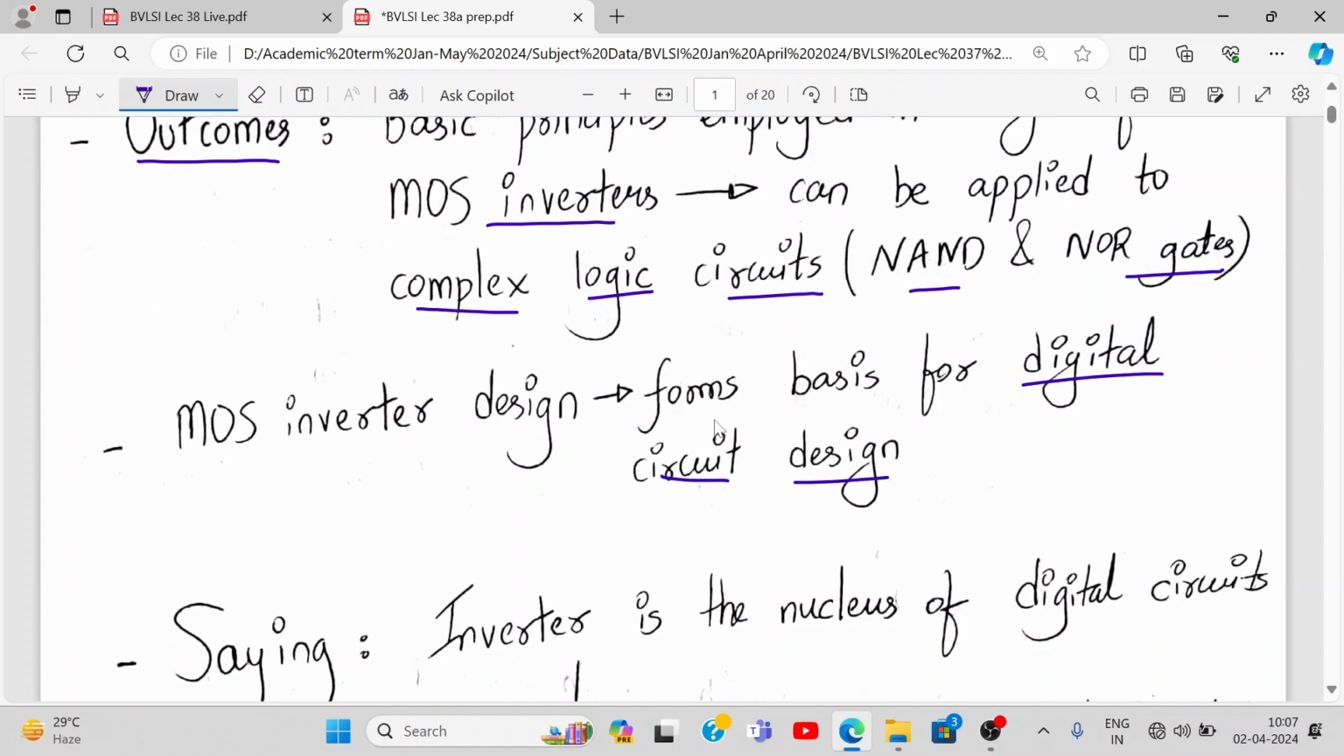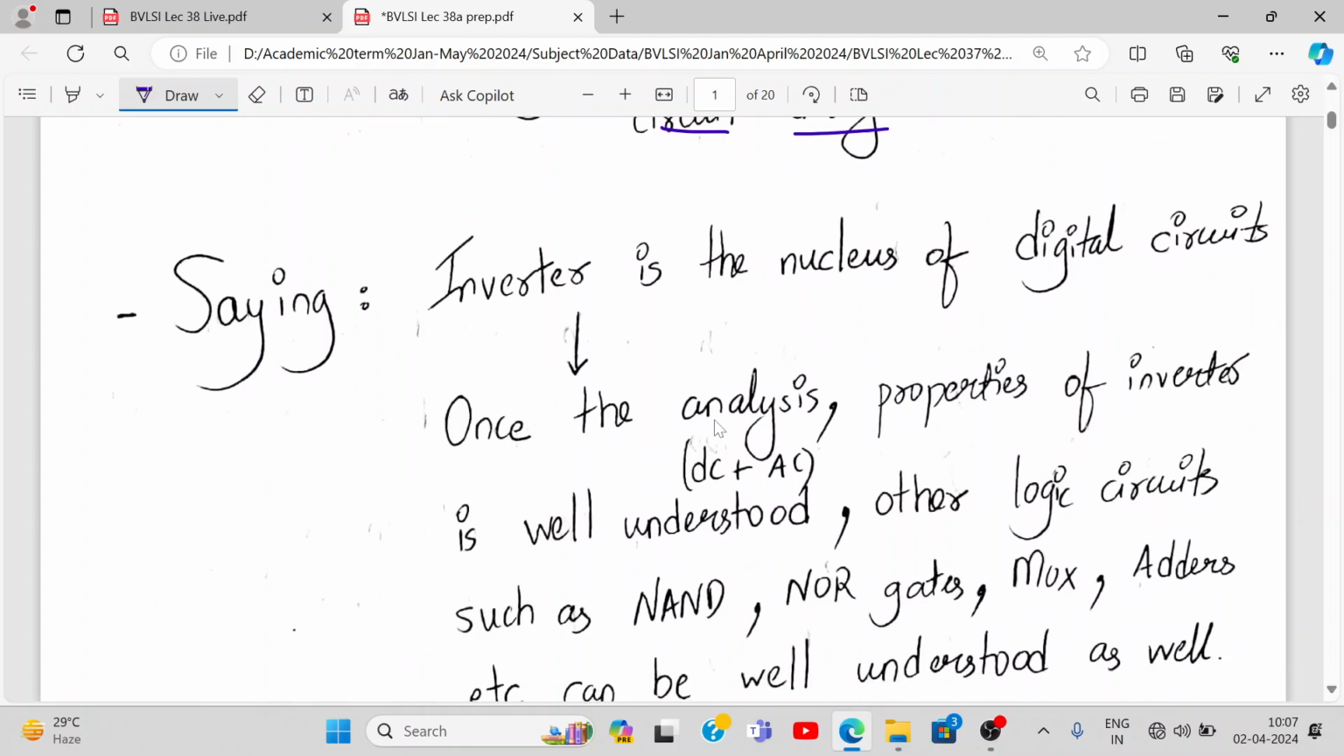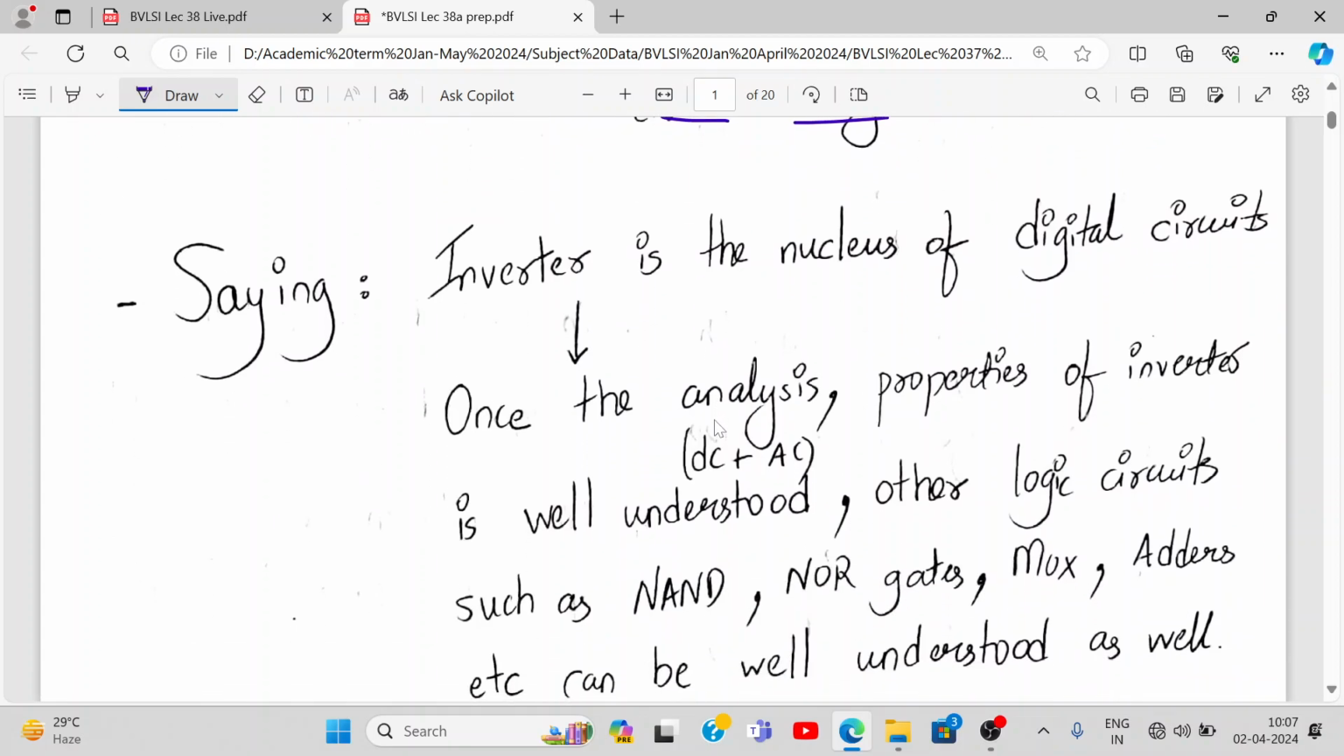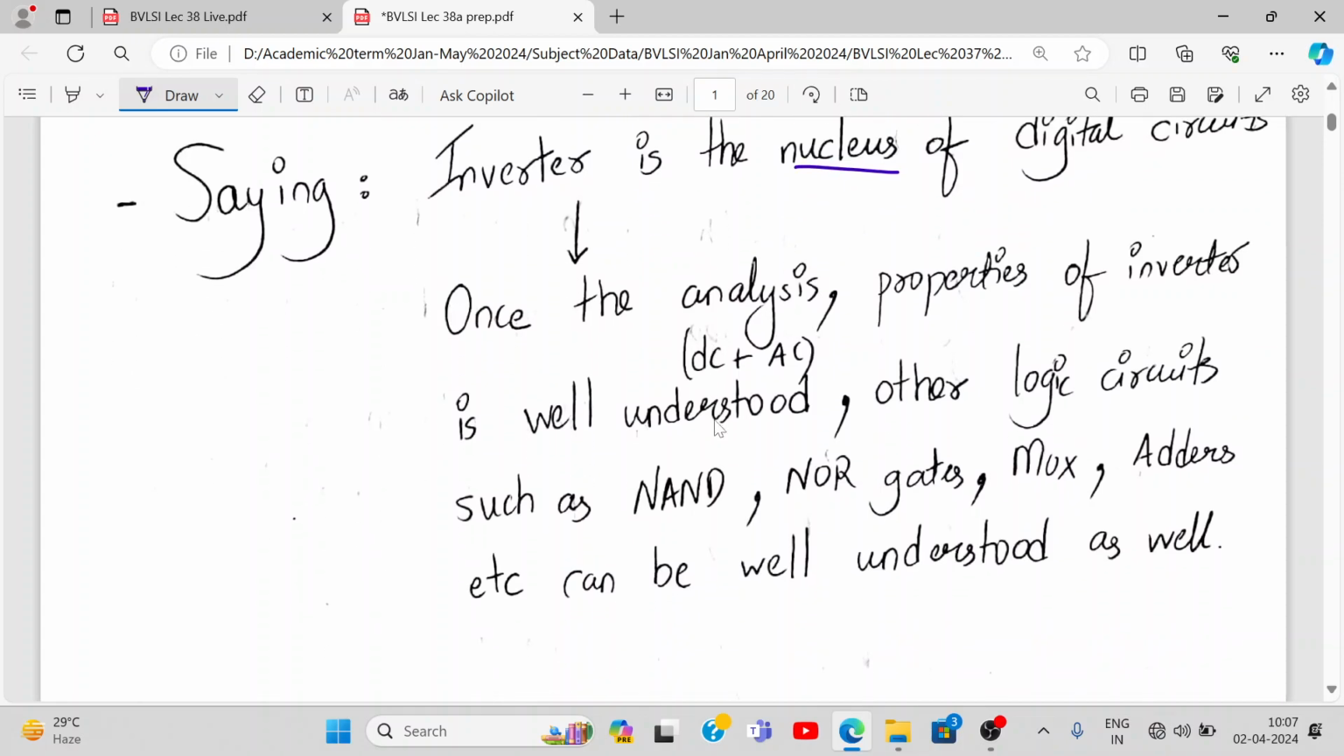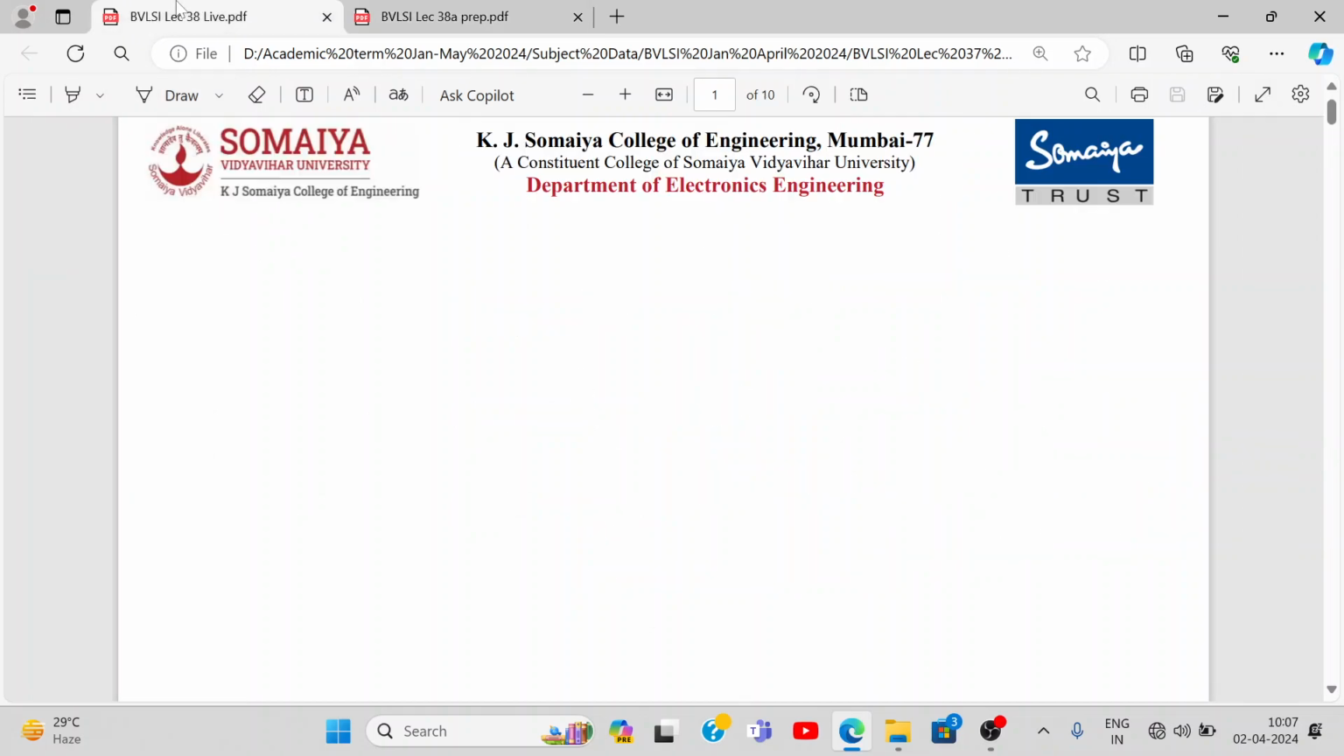MOS inverter design forms the basis of VLSI digital circuit design. There is a saying that the inverter is called the nucleus of digital circuits. Once the DC and AC properties of the inverter are well understood, other logic gates such as NAND, NOR, and other combinational circuits such as MUX and adders can be understood very well. With this, let us start with the analysis of the MOS inverter.